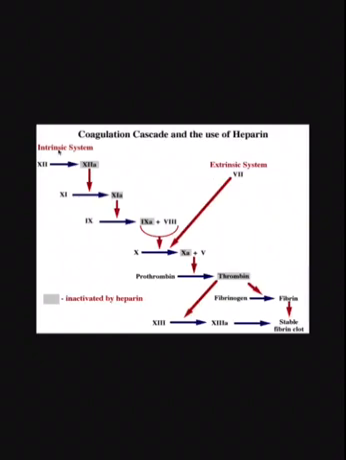And we can see that this cascade comes right down and basically meets here at this one common factor, factor 10. These factors are given Roman numerals. It helps us to understand the clotting cascade. However, they don't happen in a sequence of 1 through 10. They kind of go in some kind of reverse.